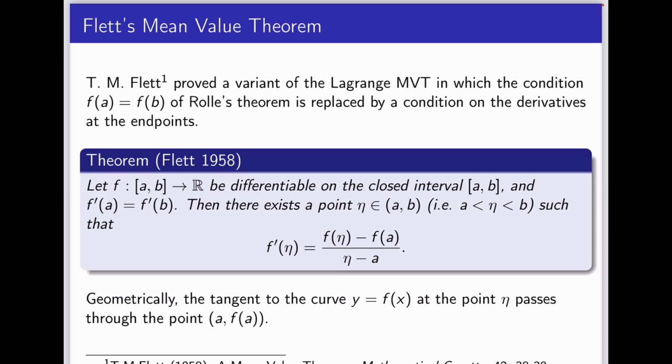If f is differentiable on the closed interval [a, b] and f prime a is equal to f prime b, then there exists a point eta, a less than eta less than b, such that f prime eta is equal to (f(eta) minus f(a)) divided by (eta minus a).